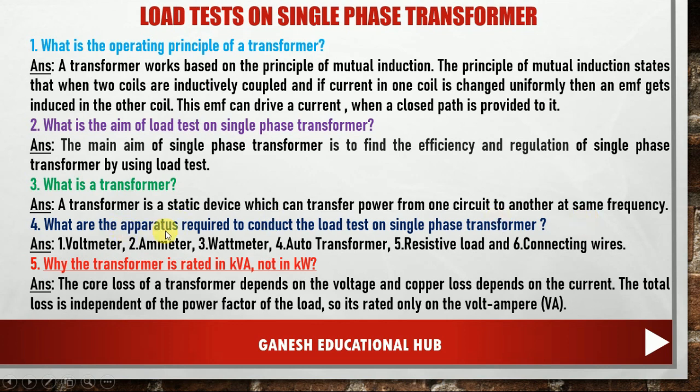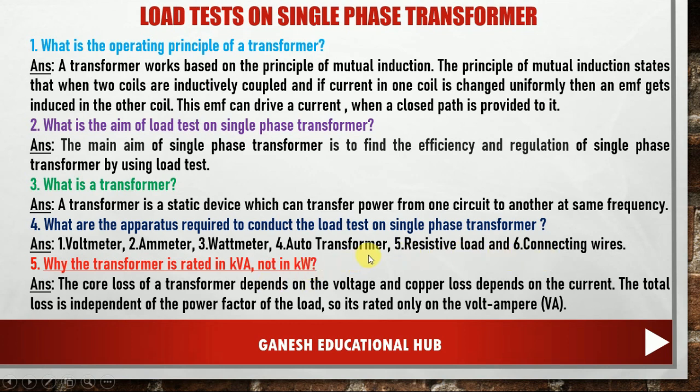What are the apparatus required to conduct the load test on single phase transformer? See here, there are 6 apparatus required. That is the voltmeter, which can be used to measure the voltage. Ammeter can be used to measure the current. Wattmeter can be used to measure the power. And auto transformer, this is the main component. And resistive load, this resistive load is connected on the load side, and connecting wires.